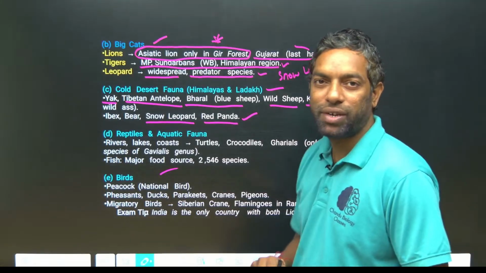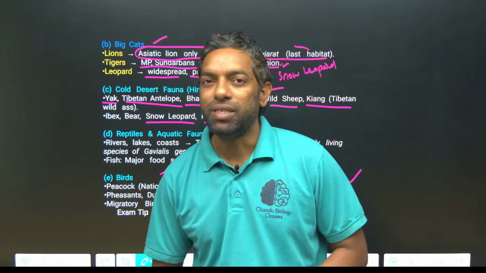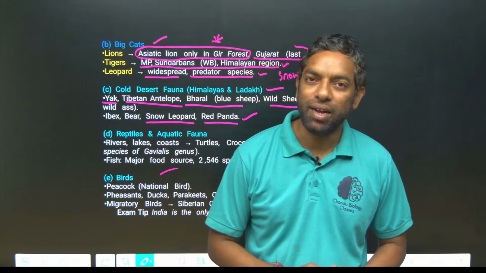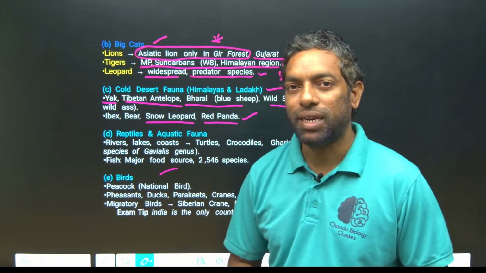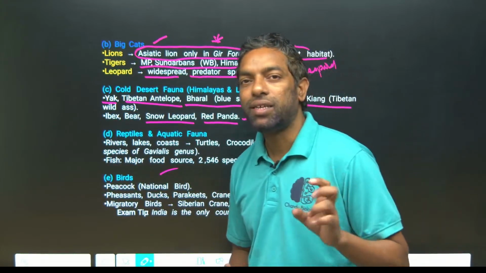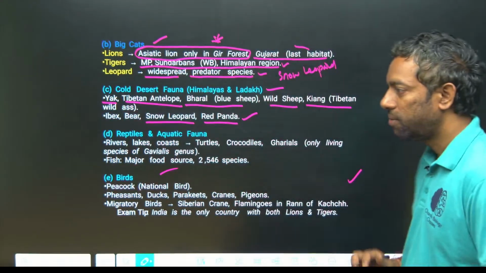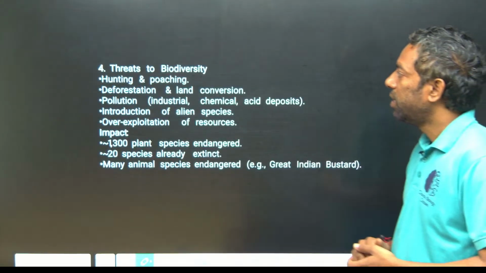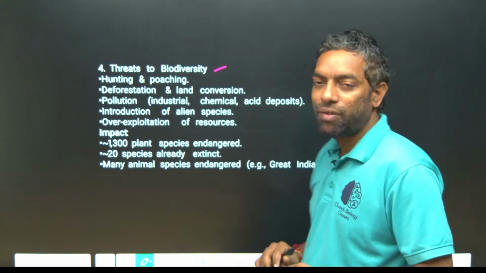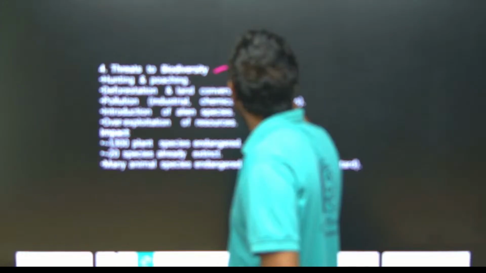I am going to create a separate video for the species: vulnerable, endangered, critically endangered, extinct and least concern species. That is the IUCN list. I am going to make that video, guys, with current relevance. Threats to biodiversity, this is important for the exam point of view.